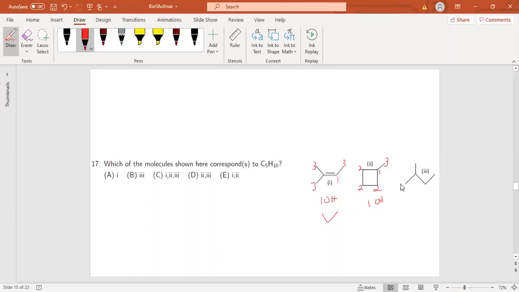Looking at 3, we see that we have 3 hydrogens here, 3 hydrogens here, 3 hydrogens here, 2 hydrogens here, and 1 hydrogen here. This is just way too many hydrogens, right? We have 3, 6, 9, 10, 11, and 12. So that's too many hydrogens, 12 hydrogens. We're looking for only 10. So our answer choices would be 1 and 2, which is E.